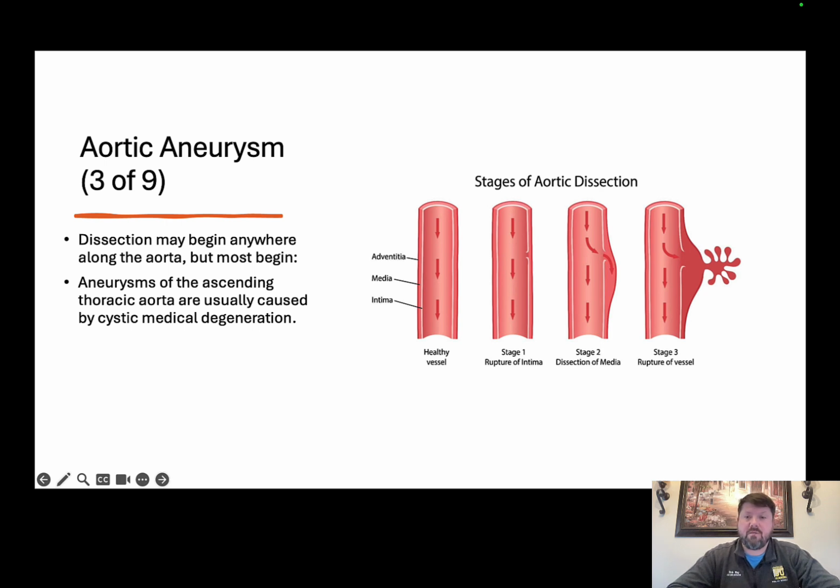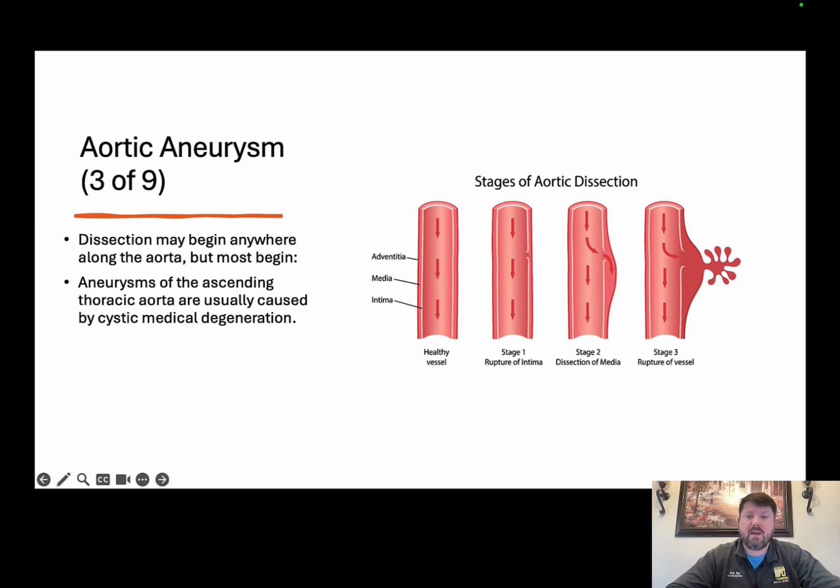If the dissection involves the takeoff point of the innominate, left common carotid artery, or left subclavian artery, blood flow through the affected arteries will be diminished. Most begin in the ascending aorta within 2 inches of the aortic valve, or in the descending thoracic aorta at the site of the ligamentum arteriosum. Risk factors include tobacco smoking, high blood cholesterol, hypertension, and CHD.